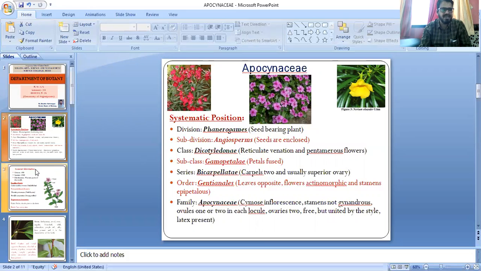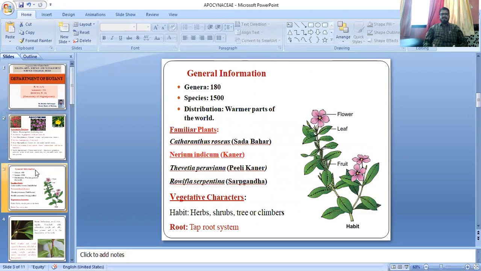Then the general information of this family: it includes 180 genera and about 1,500 species, and the distribution of this family is through the warmer parts of the world. The members of this family are found in the warmer parts of the world. What comes in general information? Number of genera, near about 180 genera. Then number of species, near about 1,500 species.